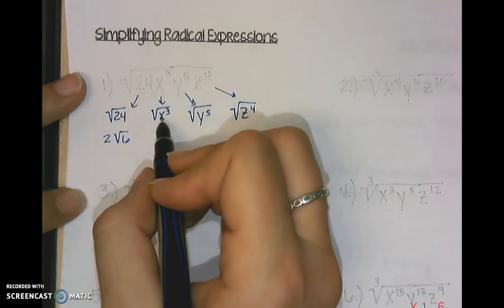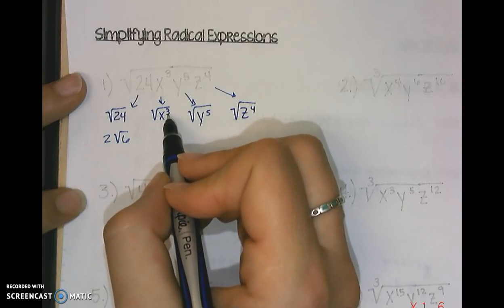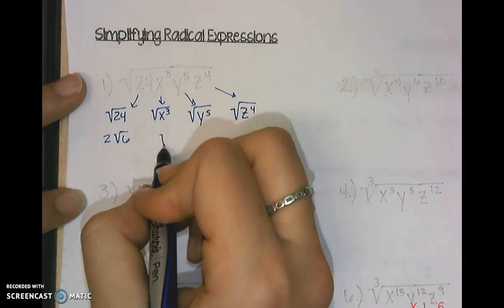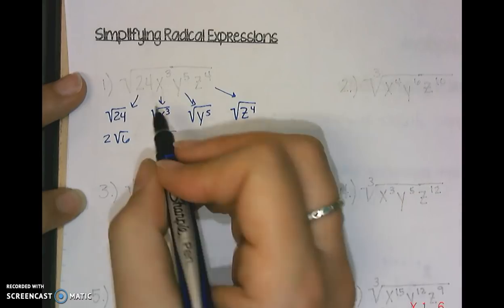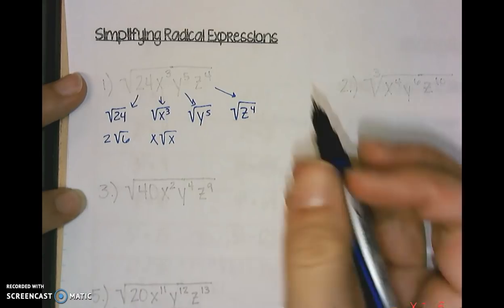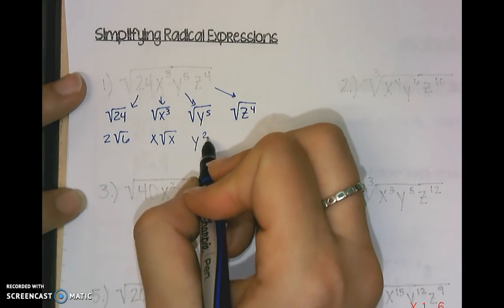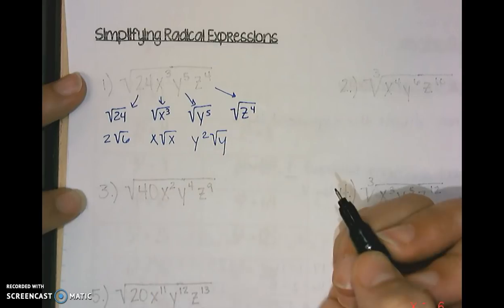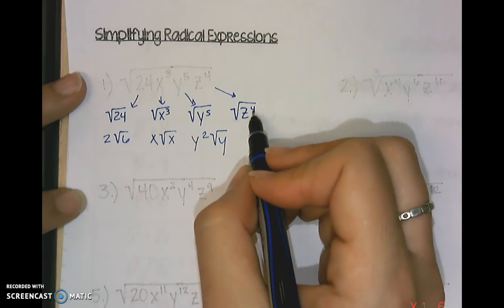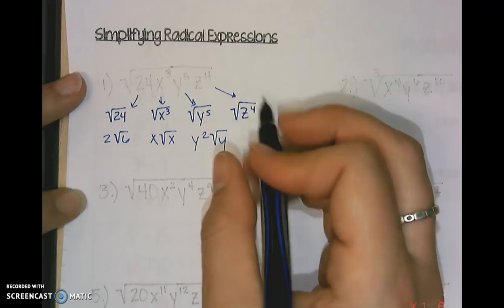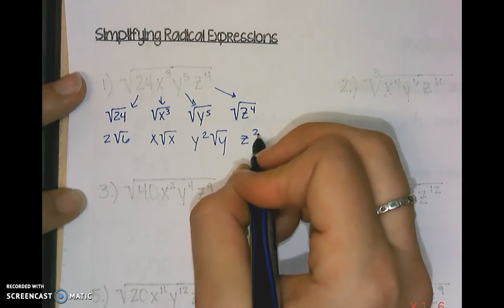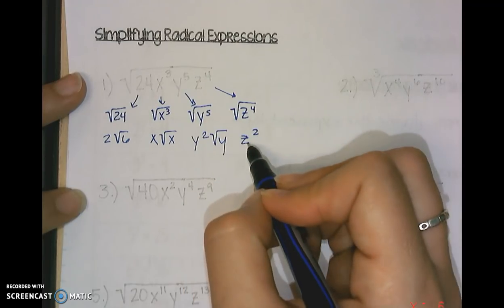All right, so if this is odd, so I subtract 1. So I know I'm going to have, that's the one that I subtracted, and then I'm going to have x out front. Here, this is odd, so I'm going to subtract 1, is 4, and then 4 divided by 2 is 2, so y squared comes out, and I'm left with y underneath. And then z to the 4th, that's an even number, so 4 divided by 2 gives me 2, so I have z squared.